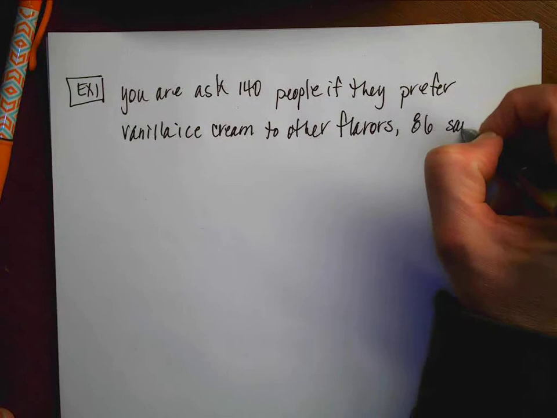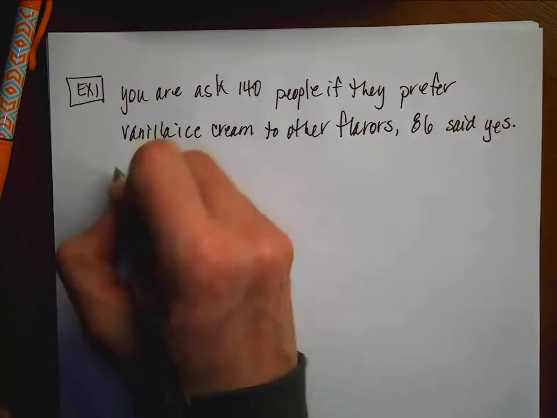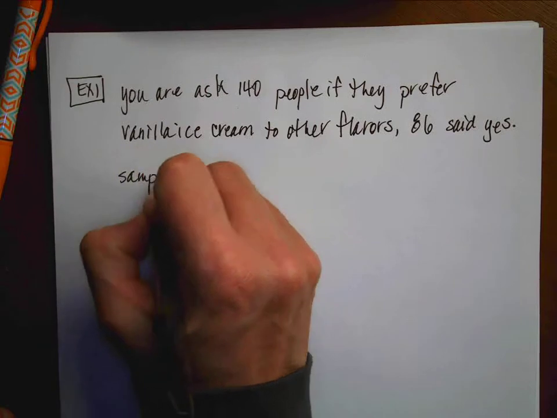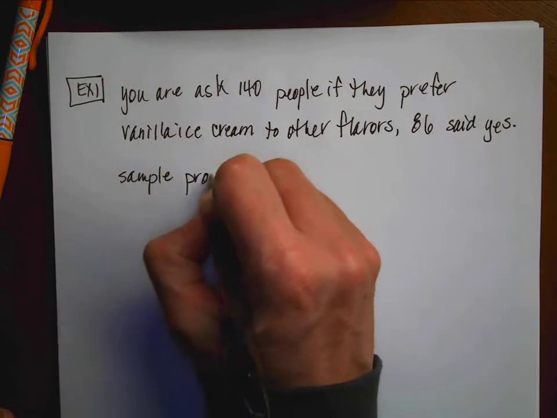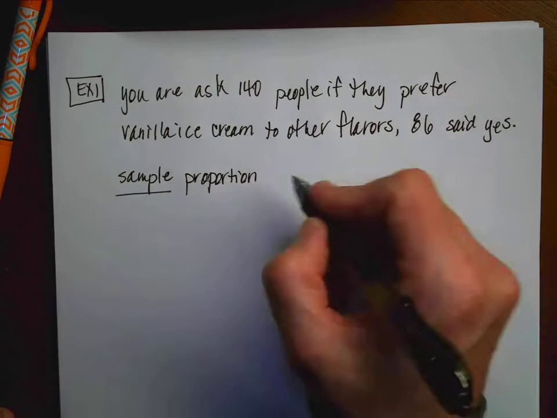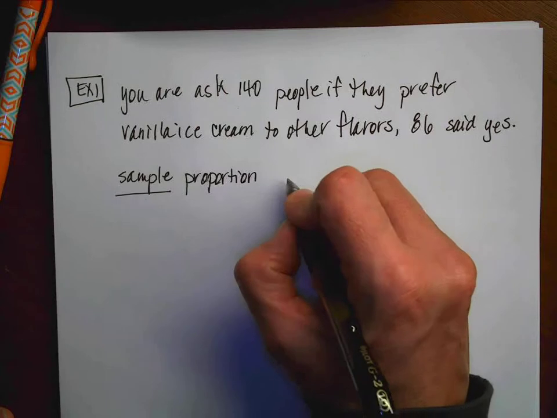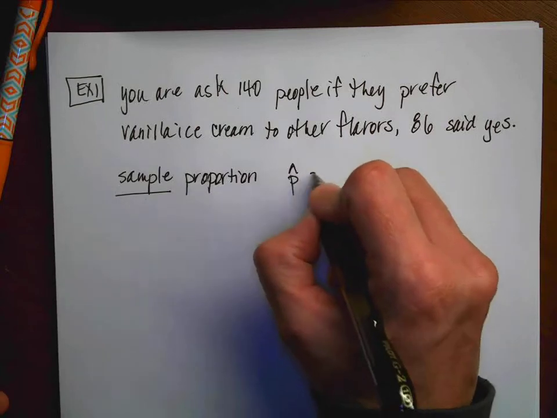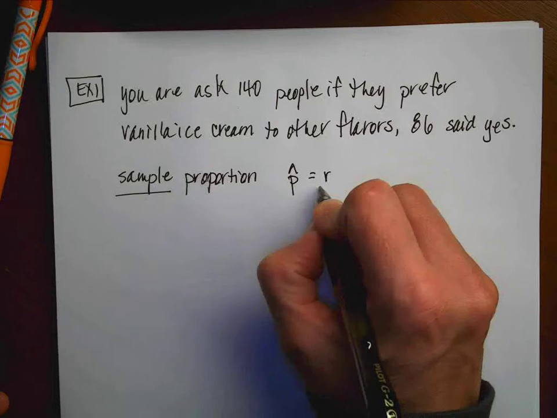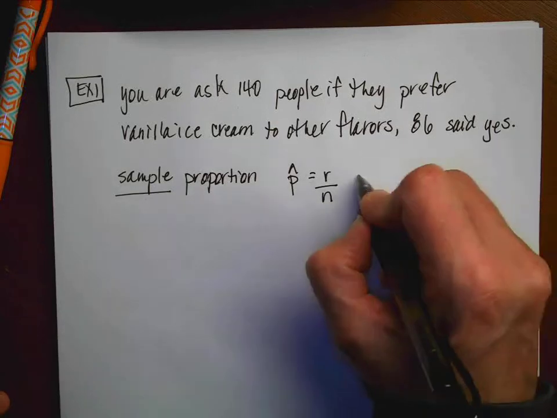Okay, and 86 said yes. Okay, so a very simple proportion. So our sample proportion, and again, we're going to talk about sample for the majority of the time in this course instead of population. Population is harder to evaluate because it means that we have to have larger samples. So it's R divided by N, okay?